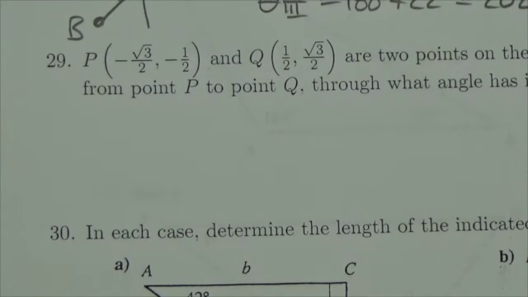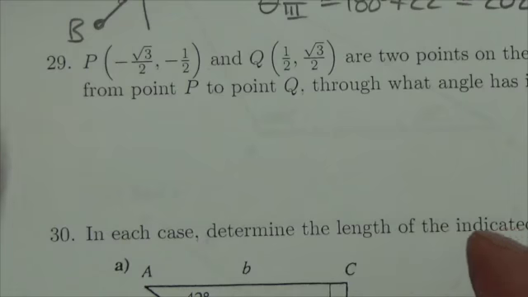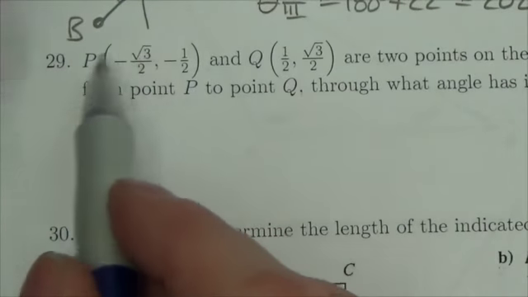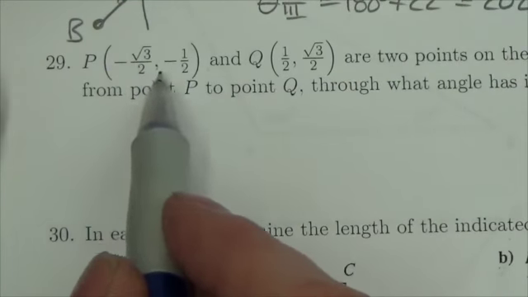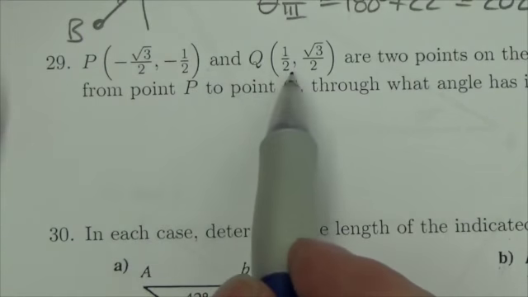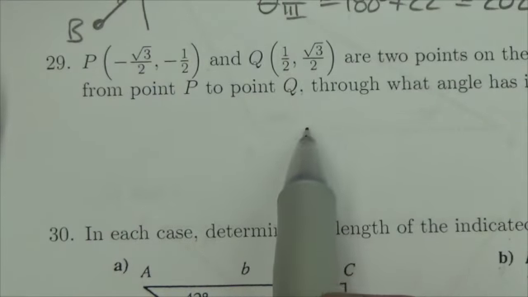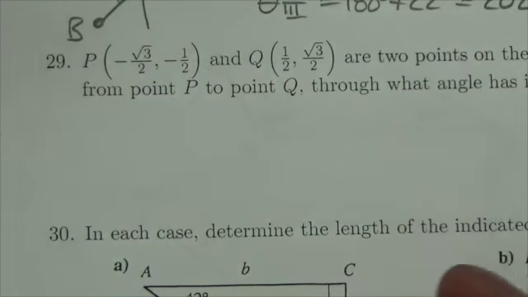Okay, hi everybody. This is the Math 20-1 Trigonometry review. This is question 29. The question says I've got point P here at negative root 3 over 2, comma negative 1 over 2, and Q at 1 over 2, root 3 over 2. These are 2 points on the unit circle.